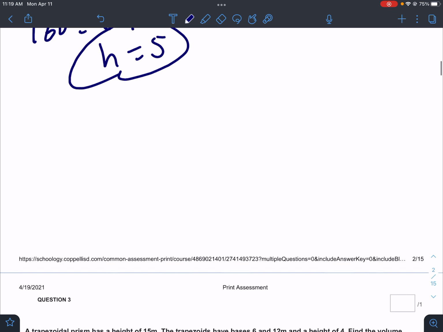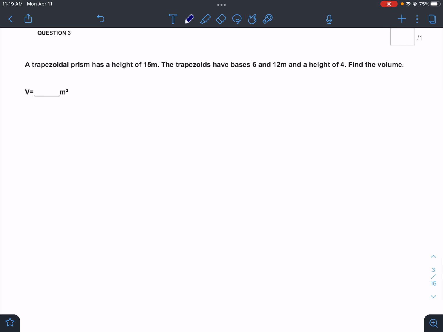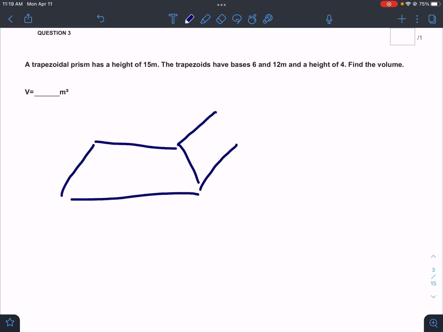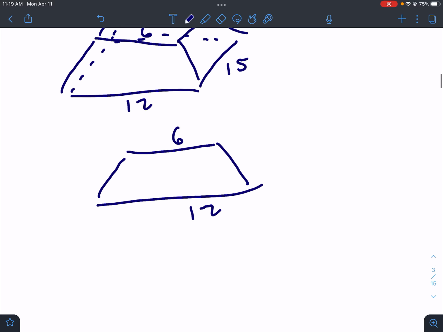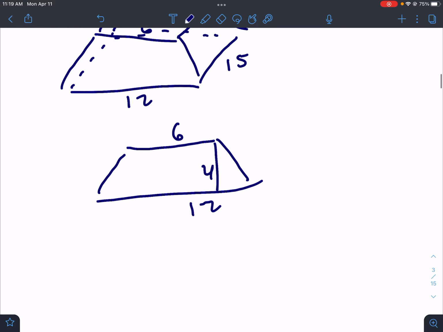Next question says a trapezoidal prism. So trapezoid. So draw a trapezoidal prism, looks something like this. Oh yeah, that is a beautiful prism. Has a height of 15. They're talking about the prism here, so that means that the prism has a height of 15. The trapezoids have bases of 12 and 6. So if I focus on just the trapezoid base, we have 6, we have 12, and a height of 4. Oh, they just give us everything.